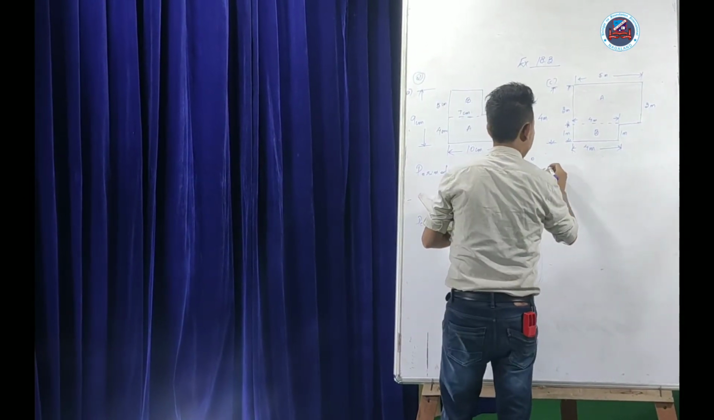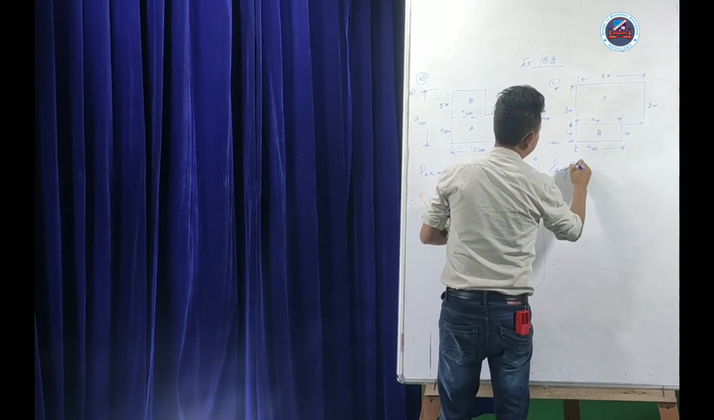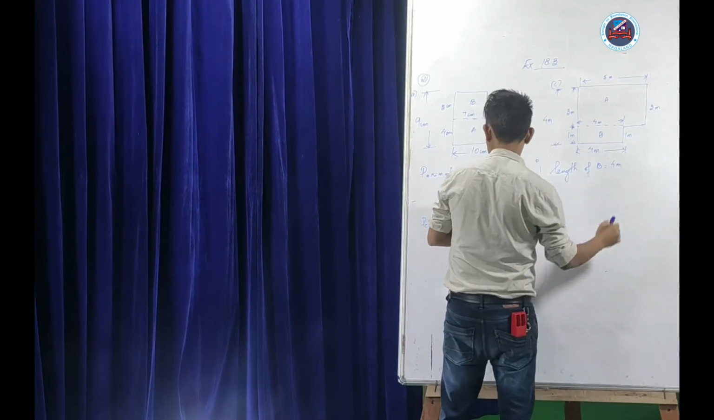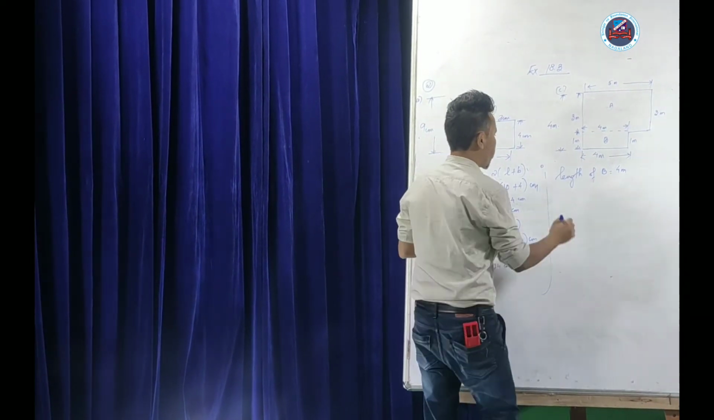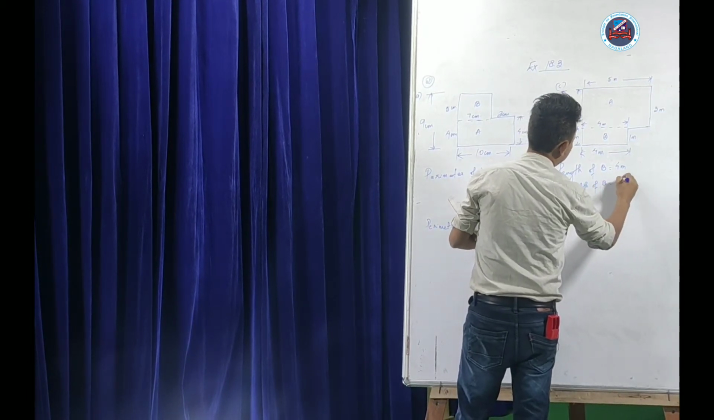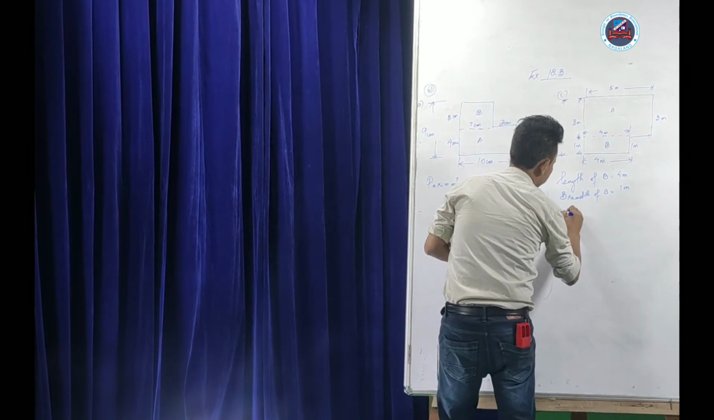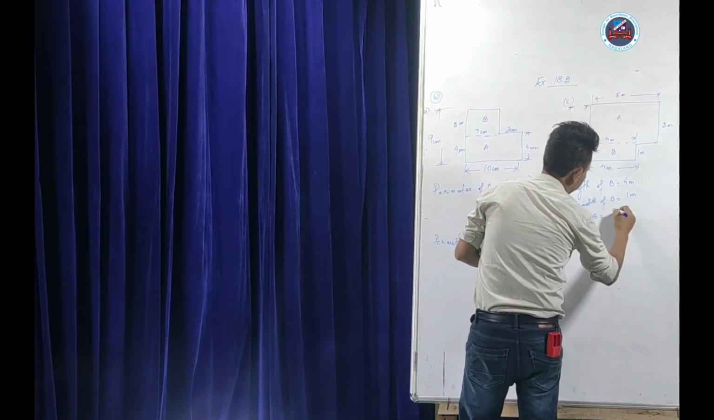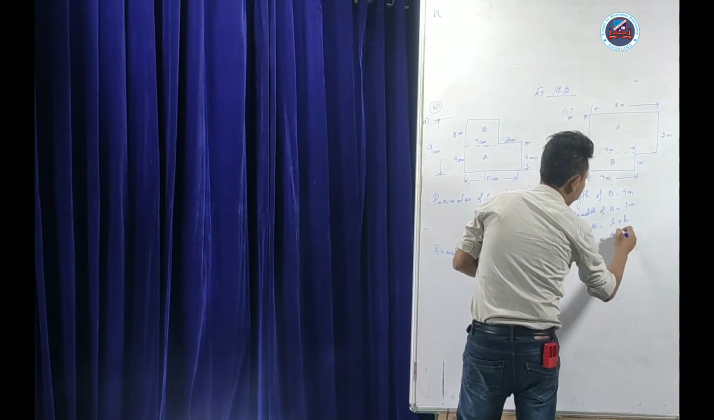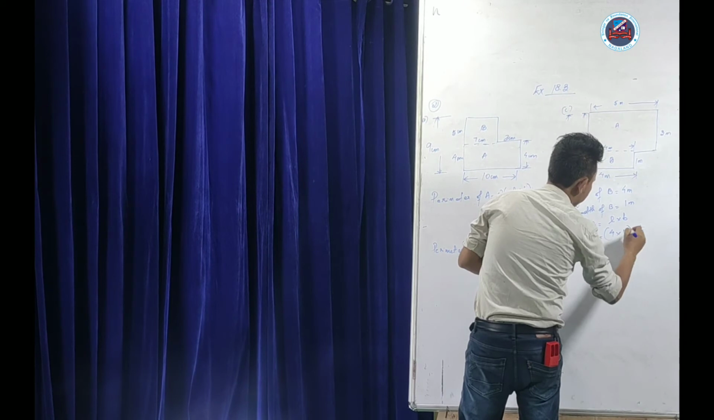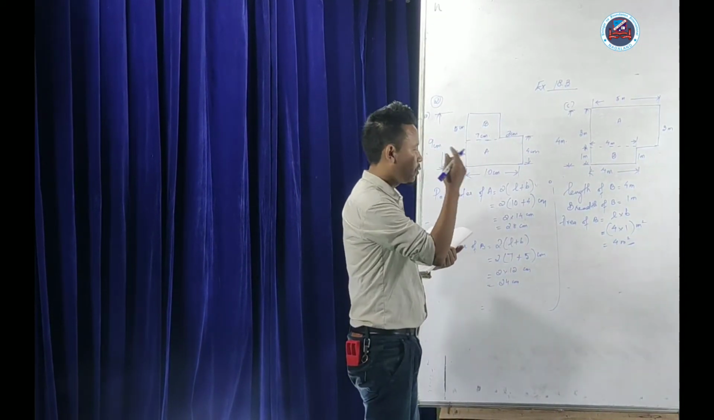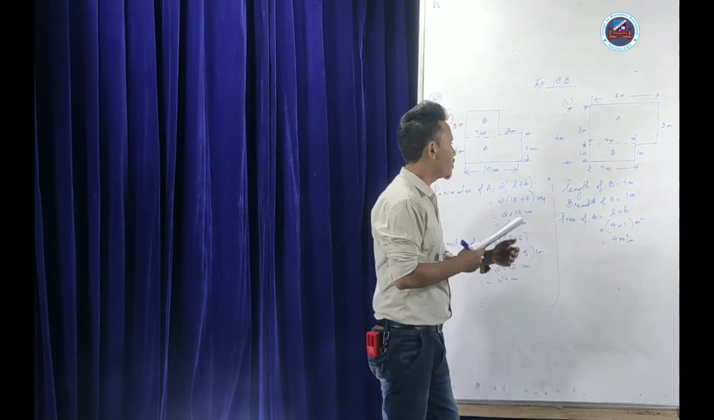Now, the length of B. We can see that the length of B is 4 meter, as you can see from the figure itself. Now the breadth of B is 1 meter. Now area. Area of B equals length into breadth. Length is 4, breadth is 1. 4 meters square. So we get the area of B as 4 meters square.